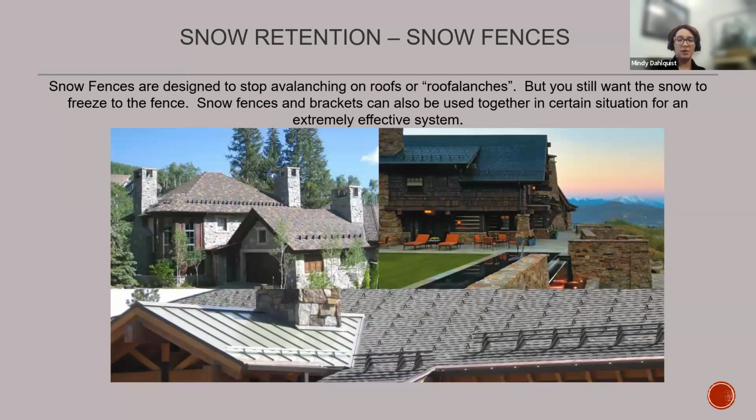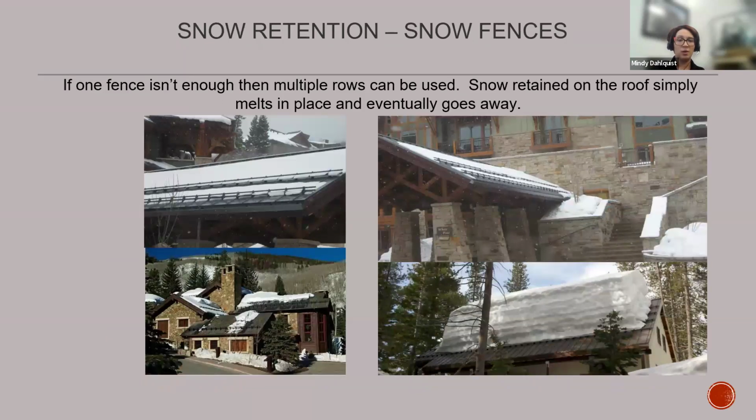So snow fences and brackets, as I mentioned, can be used together. We see some of that in the two pictures on the right, and that just really helps for those shear-off situations of the snow where you've got multiple layers. The brackets help that snow be frozen into one spot, and then the fences allow for that extra safety protection along the eave as well.